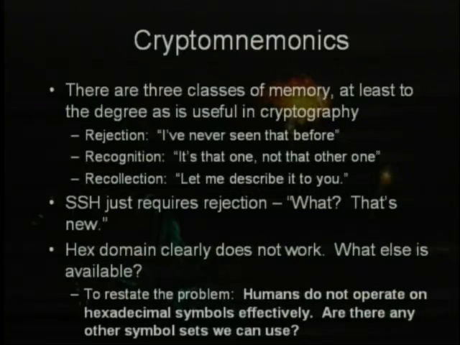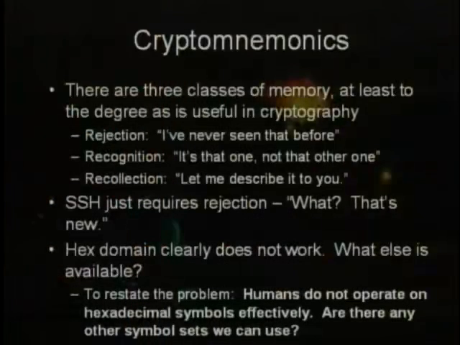There are 3 classes of memory that cryptographers actually want you as the human to have. Rejection: I've never seen that before. Recognition: it's you and totally not you. And recollection: so he had like a nose this big and like hair, you know, bringing back from the top of your head. Passwords are recollection. Now, all SSH actually needs from you is rejection.